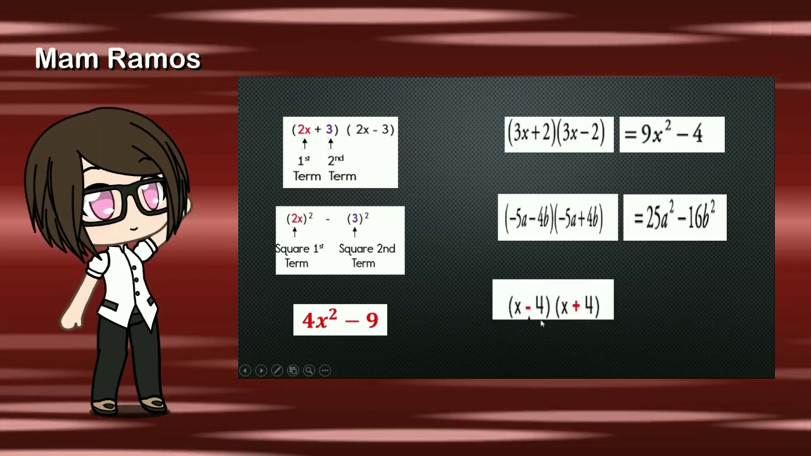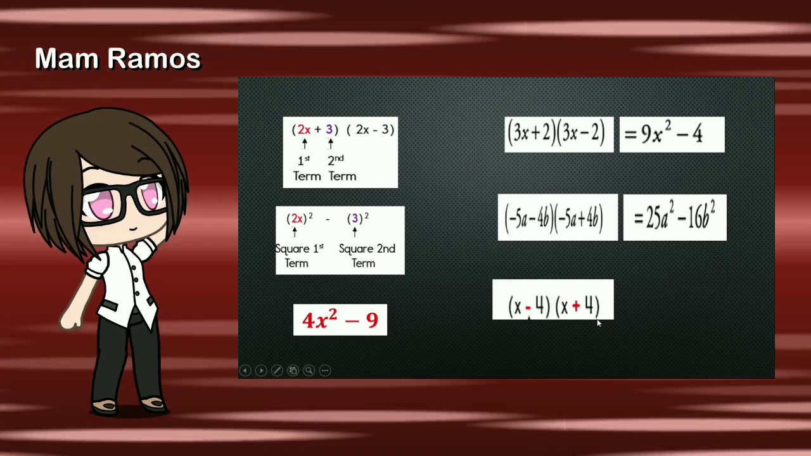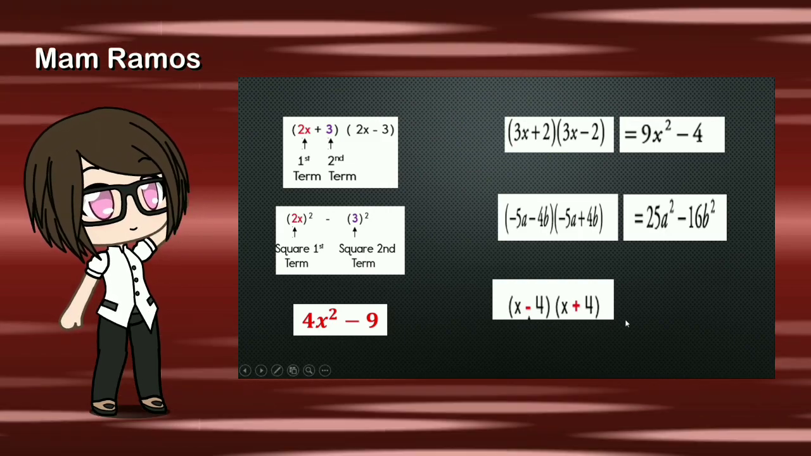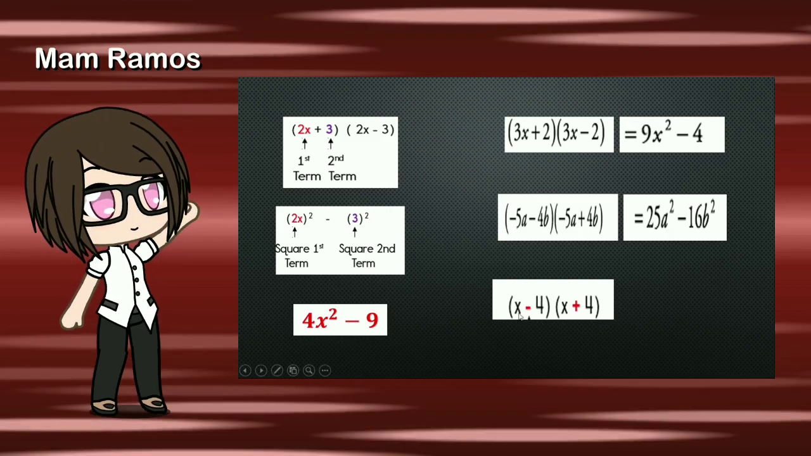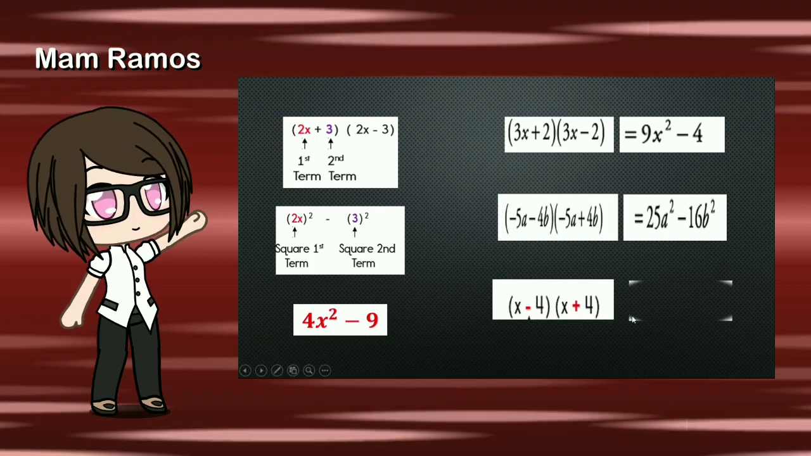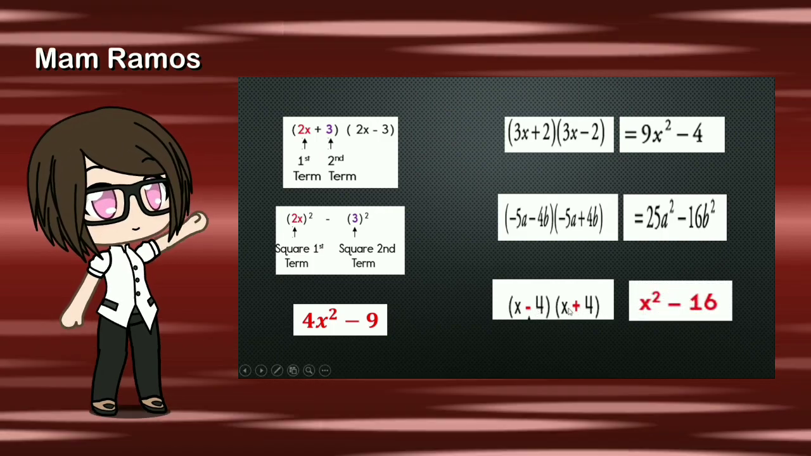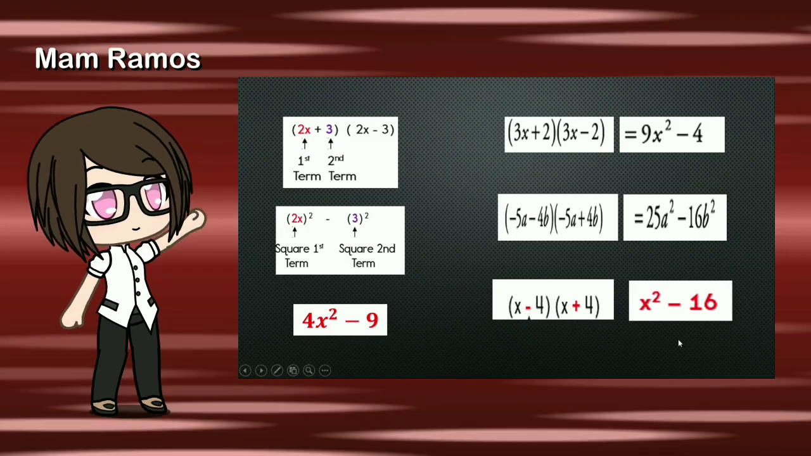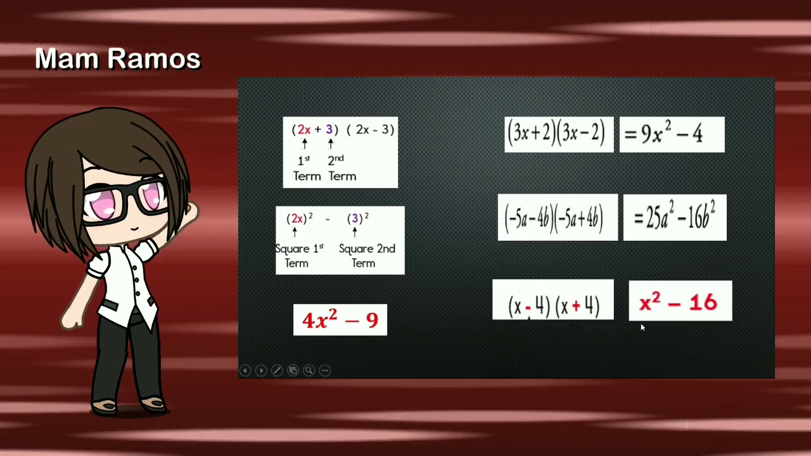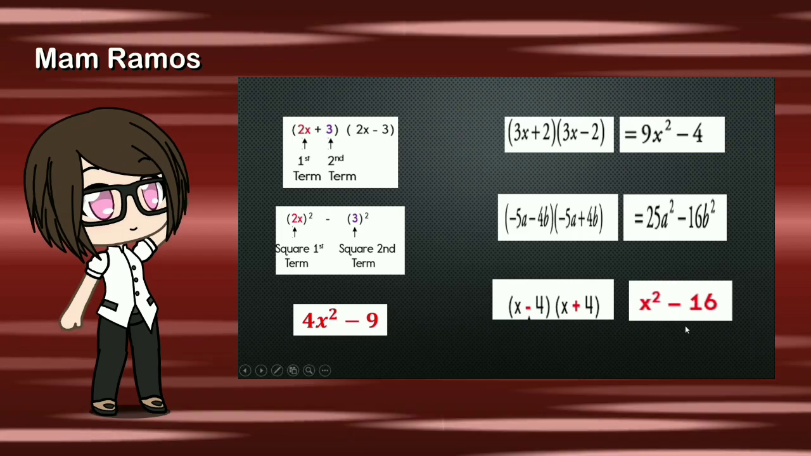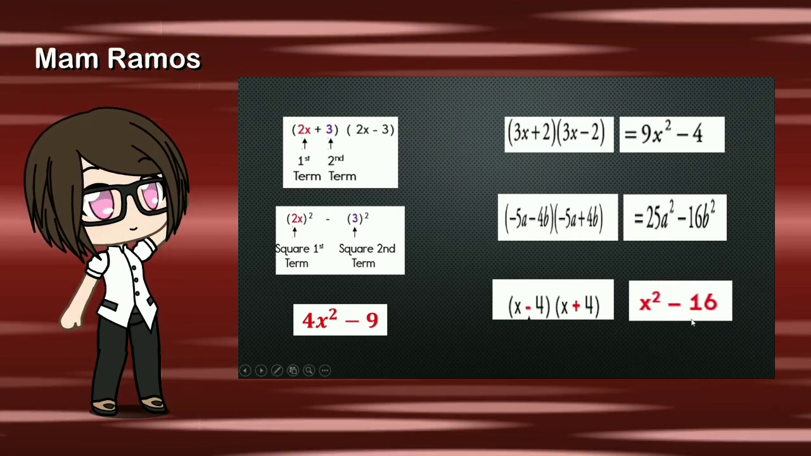Next is quantity x minus 4 times x plus 4. So x times x is x squared. Negative times positive is negative. 4 times 4 is 16. Or we just square the first term, which is x squared, minus the square of the last term, which is 4 squared, is 16.